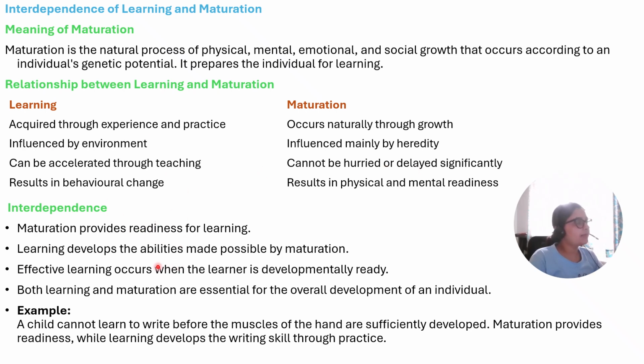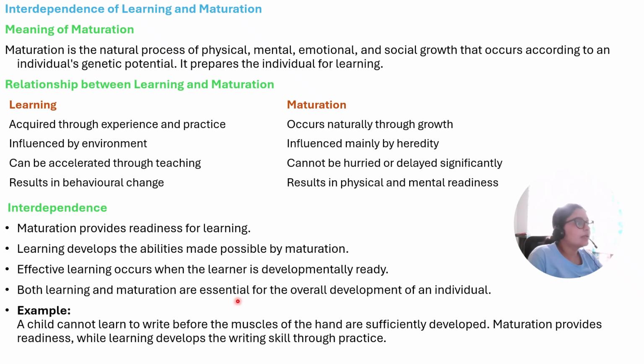Then how are both of them dependent? Maturation provides readiness for learning, it makes a learner ready to learn. Learning, on the other hand, develops the abilities made possible by maturation. So maturation will make a person ready and then learning takes over. That means a person is learning ready because of maturation. It develops the abilities which are made possible by maturation. That means only if a person is matured, he can learn.